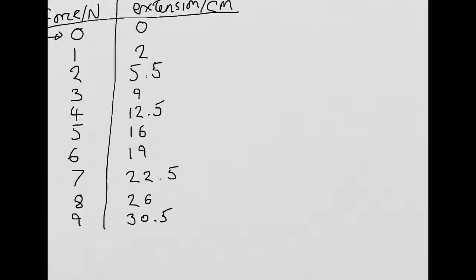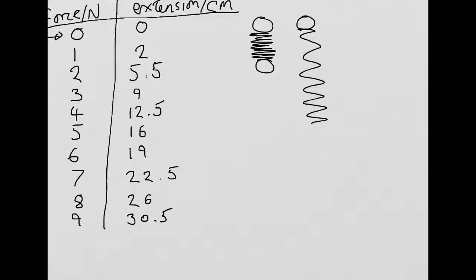Remember, extension just refers to how much longer the spring has got. So if the spring started looking like this, and we add some force to it, it stretches a little bit, okay, there we are. The extension, therefore, is simply the difference between its original length and its new length. So that's extension, which is x. I think it's actually referred to as E in the AQA revision guide. So E, extension.